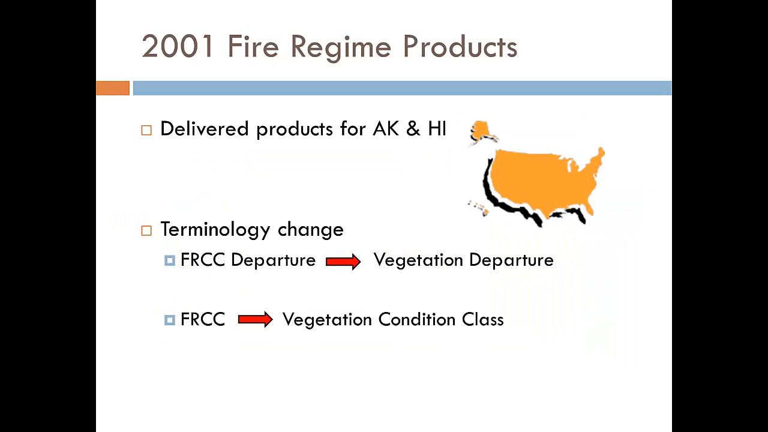LANDFIRE National only delivered the fire regime products for the conterminous U.S. LANDFIRE 2001 and 2008 delivered these products for the entire U.S., including Alaska and Hawaii. In addition, LANDFIRE changed some of its terminology to better match the Fire Regime Condition Class Guidebook. FRCC Departure is now called Vegetation Departure, and FRCC is now called Vegetation Condition Class, or VCC. These changes reflect the fact that LANDFIRE's products only represent the vegetation part of the FRCC equation.